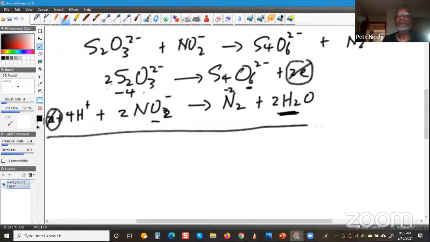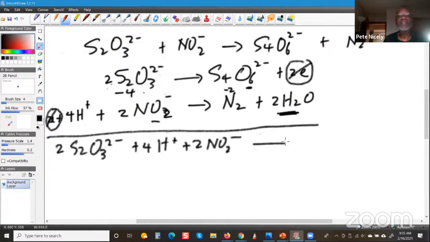So all we have to do now is rewrite what is left. So that would be 2 S2O3 2 minus plus 4H plus plus 2NO2 minus. And then on the right side, we have S4O6 2 minus plus N2 plus 2H2O. And then we do one final check through to make sure everything is balanced.